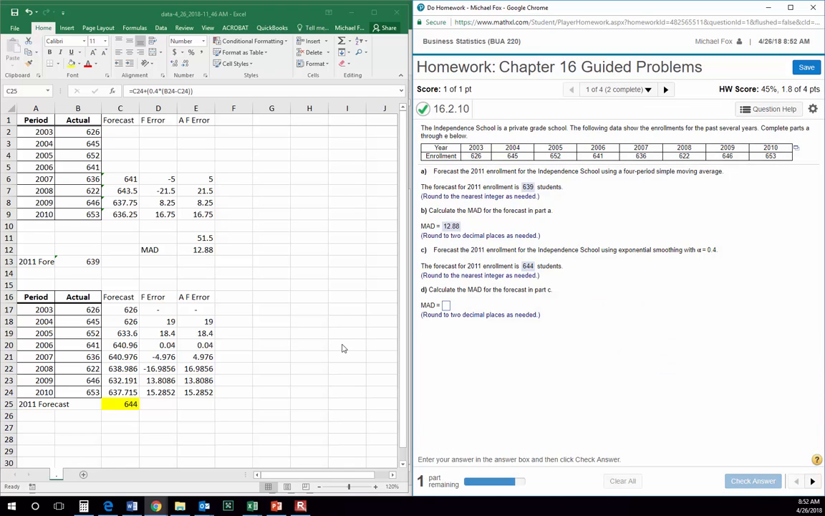Then it's going to ask us to calculate the MAD. Again, we take the sum of the absolute forecasting error, and to find our MAD, we divide that by n. Again, n is the number of periods for which we actually have data. So 1, 2, 3, 4, 5, 6, 7.